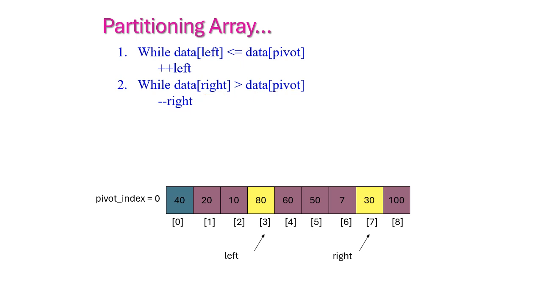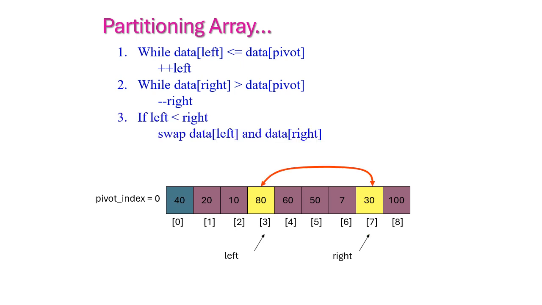So the right index got decremented to 7. Now we need to check the data of right against the data of pivot. The data of right is smaller than the pivot value. See, the data of right is smaller than the data of pivot, hence we need to exchange these two values. The data will be exchanged now. See, these two are moved. Swap the data of left and data of right. See, the data of left and right got exchanged.